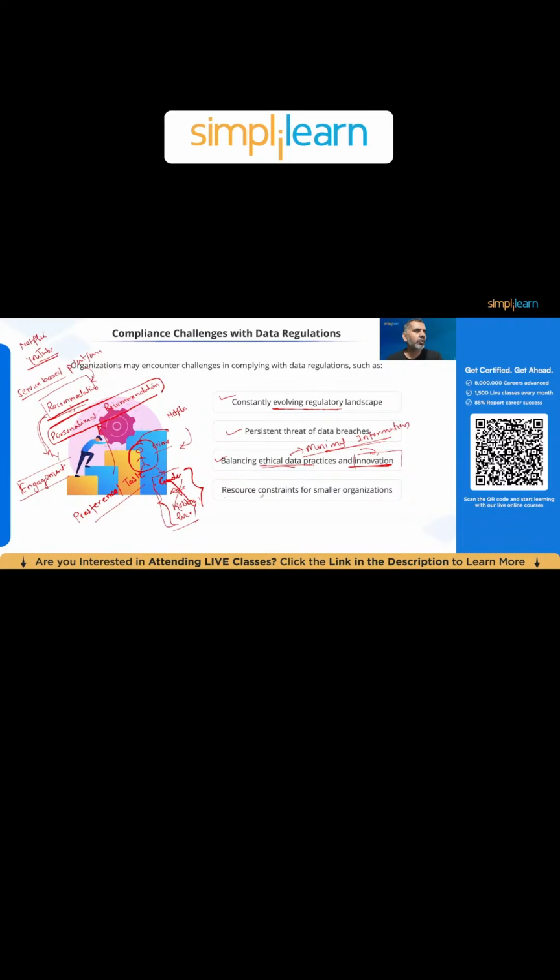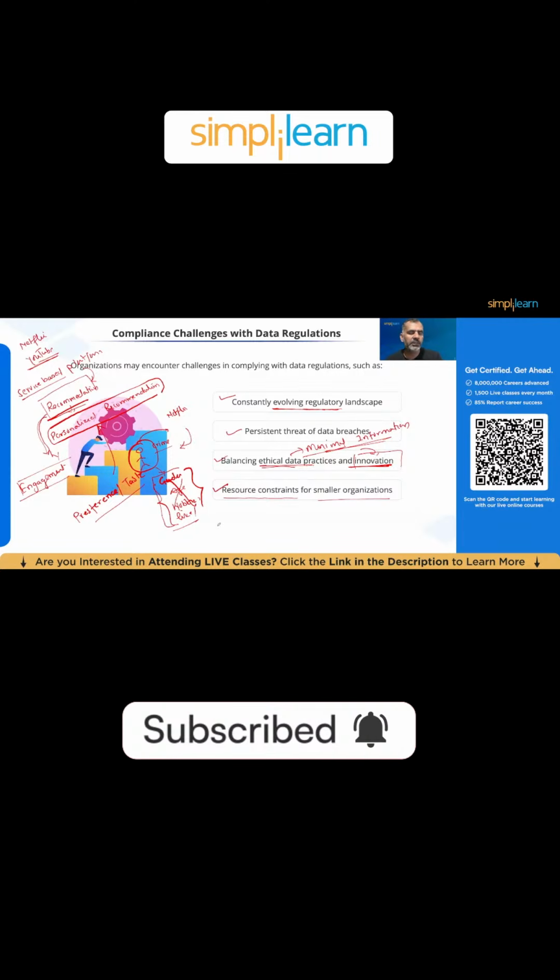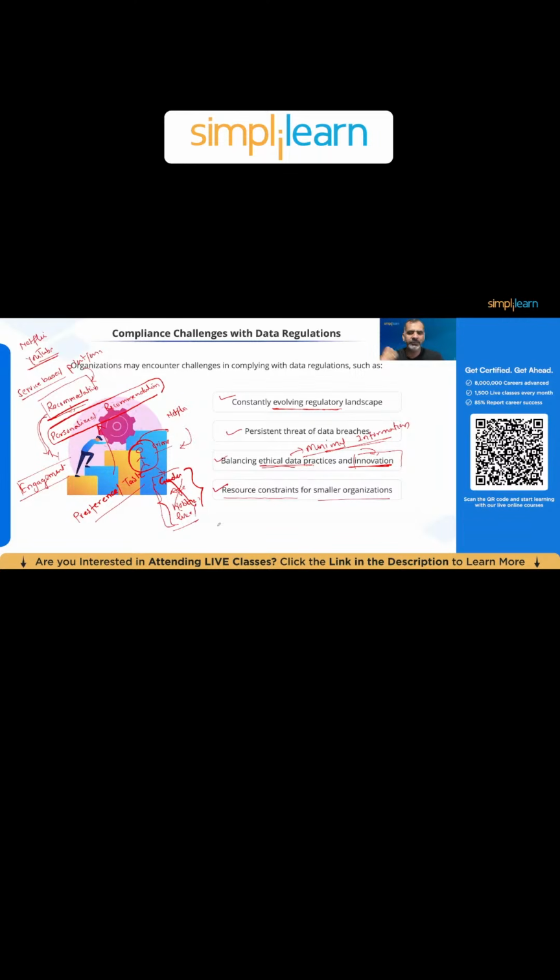Next is the resource constraint for smaller organizations. This is another challenge. If there is an organization which is pretty small, like a startup, and you talk about applying all these data ethical practices, you need to purchase certain licenses and resources. These resources are not available. So small organizations may violate some of the data ethical practices. There are certain challenges.